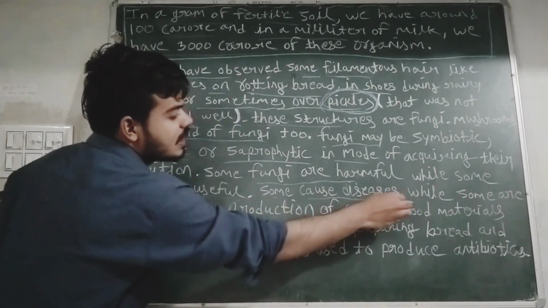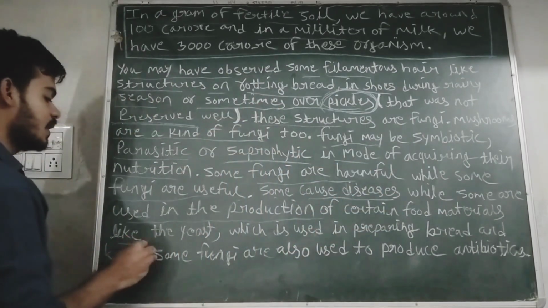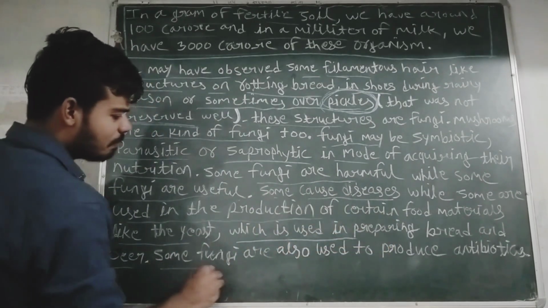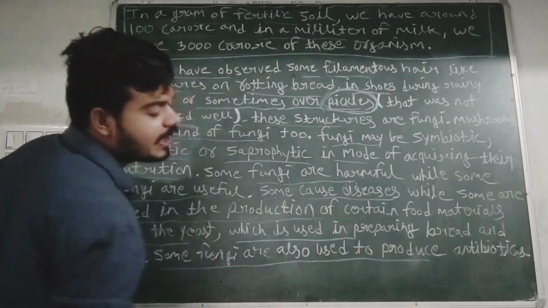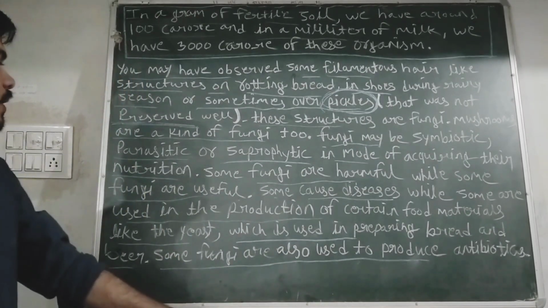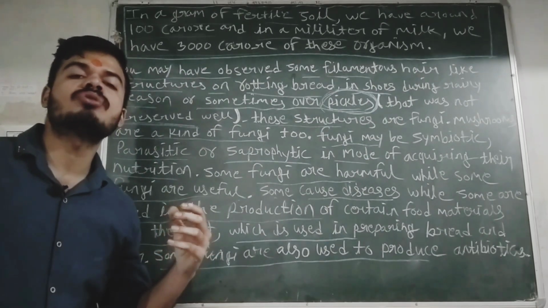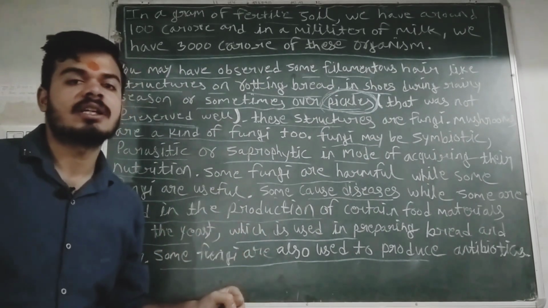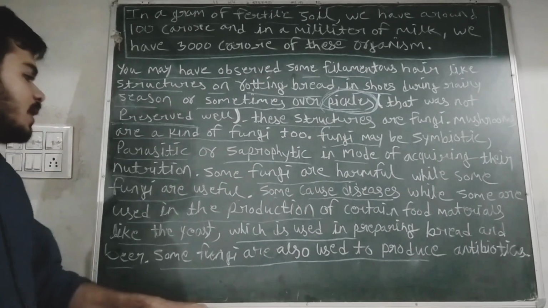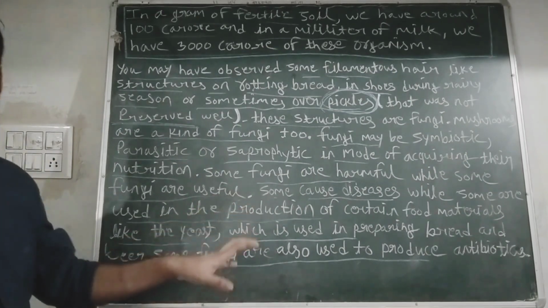Some cause diseases, while some are used in the production of certain food materials, like yeast, which is used in preparing bread and beer. Some fungi are also used to produce antibiotics. So some fungi are useful, some fungi are harmful. Some cause diseases, and some are used to produce foods like beer, bread, etc. And fungi are also used to produce antibiotics.